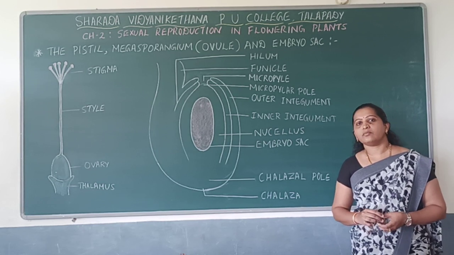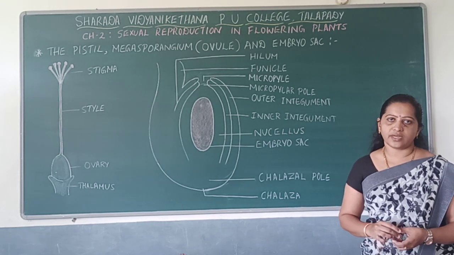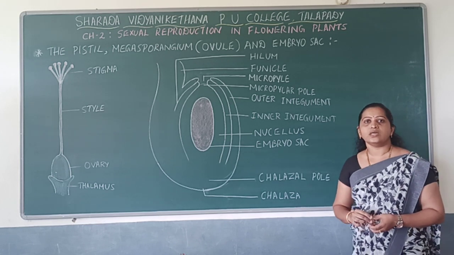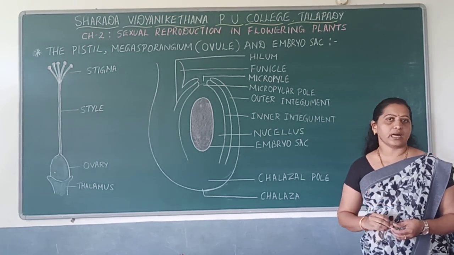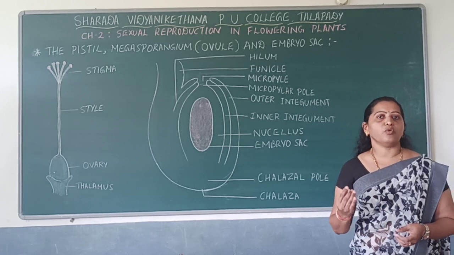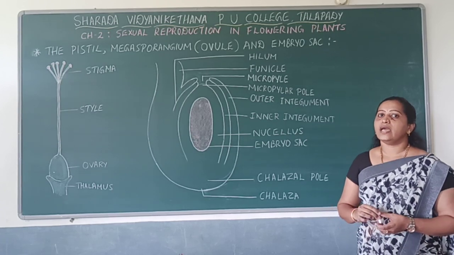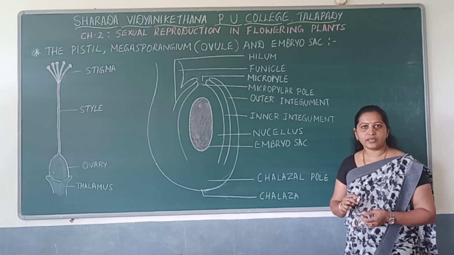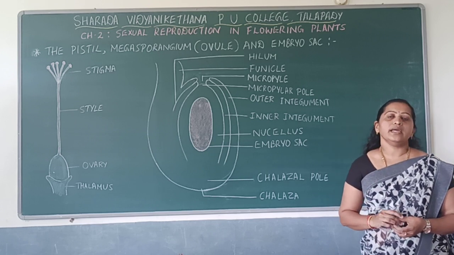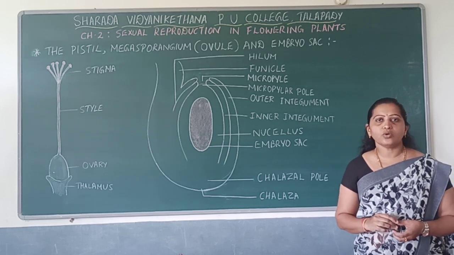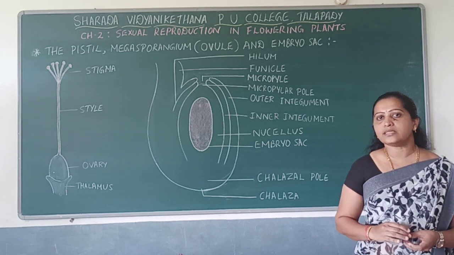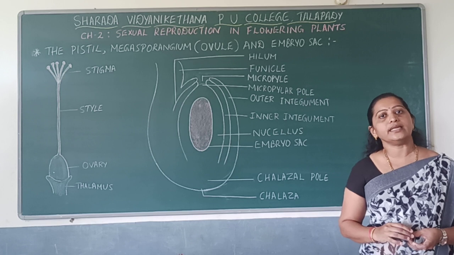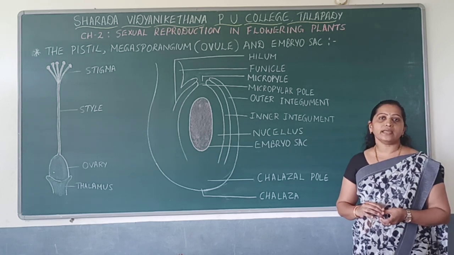Now let us discuss the female reproductive part of a flower, that is gynoecium. A gynoecium in a flower may contain a single carpel or more than one carpel. If a flower has a gynoecium with a single carpel, it is considered monocarpellary. If it has more than one carpel in its gynoecium, then it is considered multicarpellary.